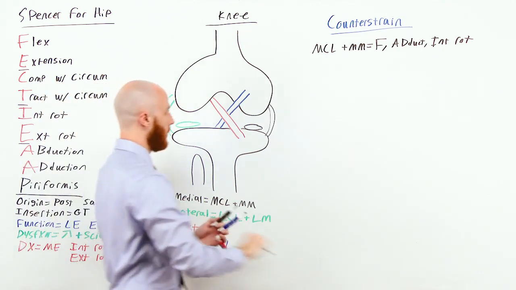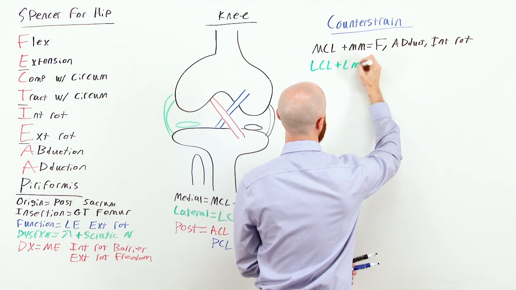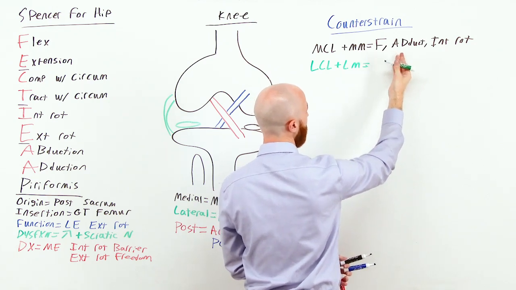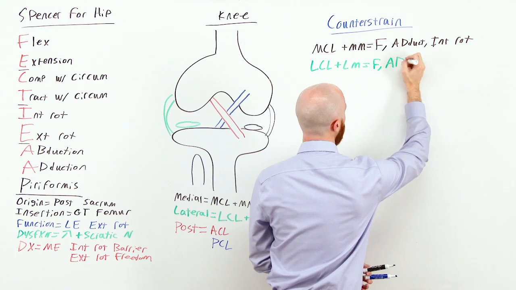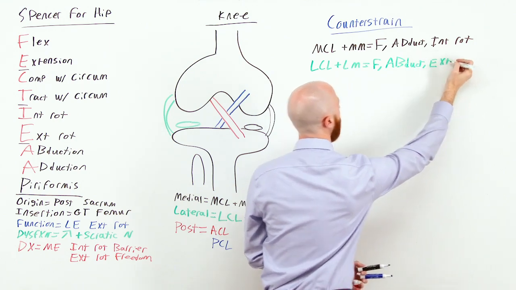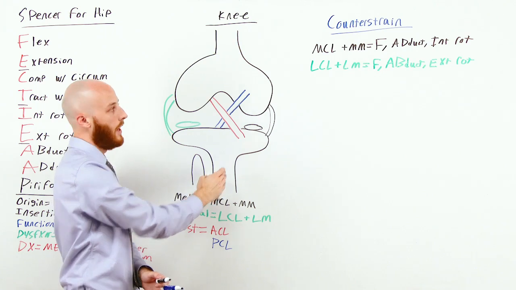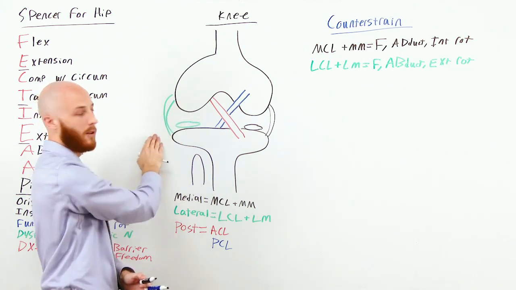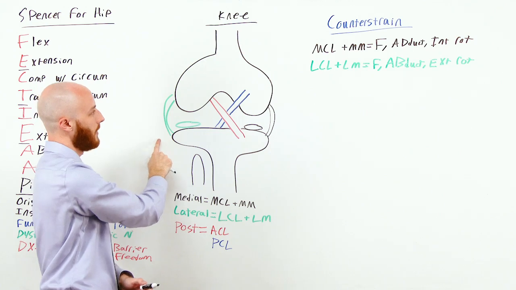We're going to compare that to the LCL and the lateral meniscus. They're located on the lateral side of the knee, so you're going to have to do the opposite of what you would for the MCL. You're still going to flex, but you're going to abduct and externally rotate. So you're going to flex the knee joint, abduct the tibia away from the body, which will bring it closer to the femur on the lateral side, and then you're going to externally rotate the tibia to bring the two ends of the LCL closer together.